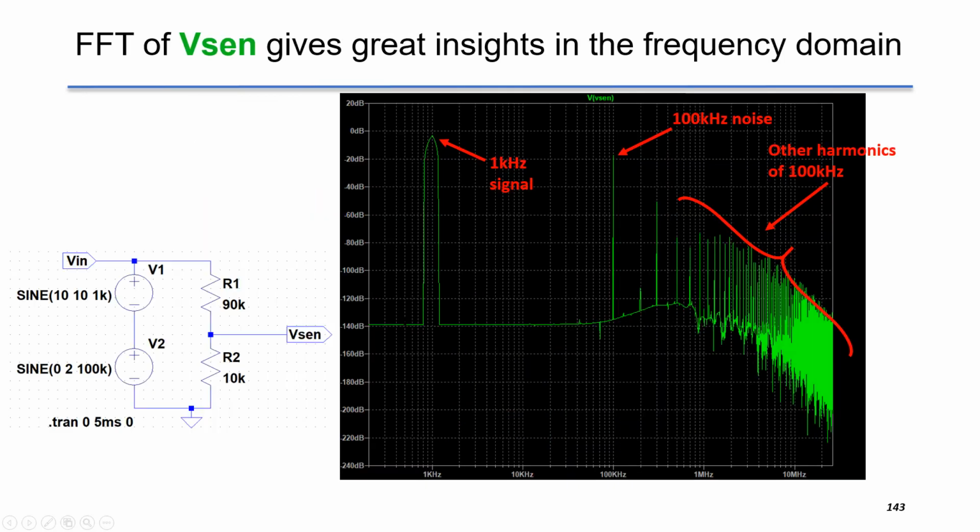So this is the output from FFT. Assume we don't know the input signal. FFT tells us the magnitude of frequency components at a particular frequency. We can see there is one major spike at 1 kHz and a minor spike at 100 kHz as well. The other frequency spikes are because of the harmonics of 100 kHz.